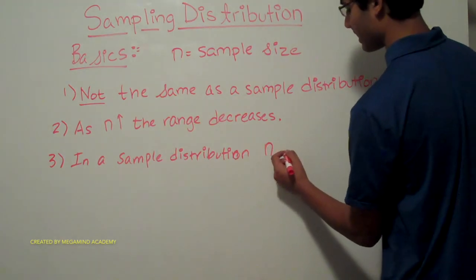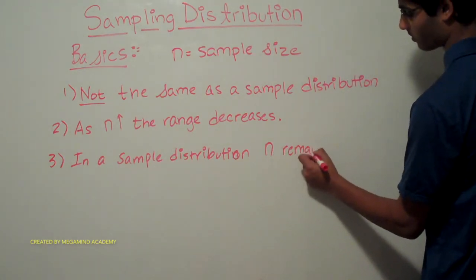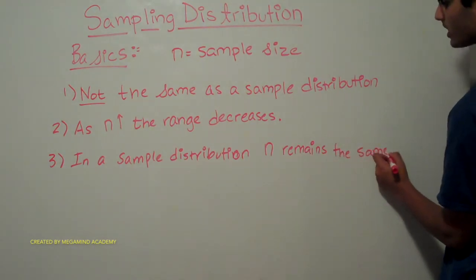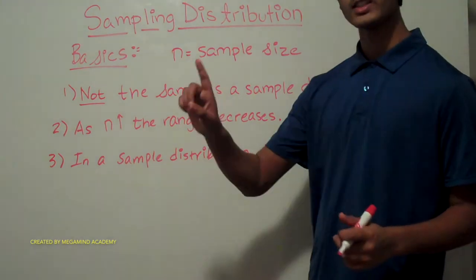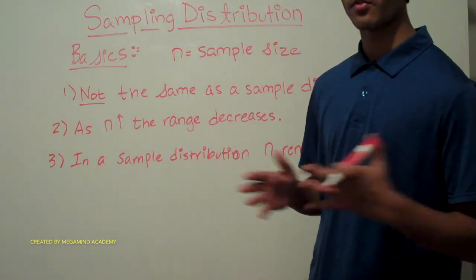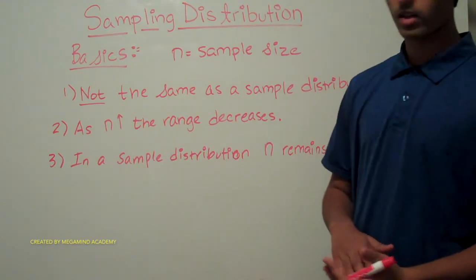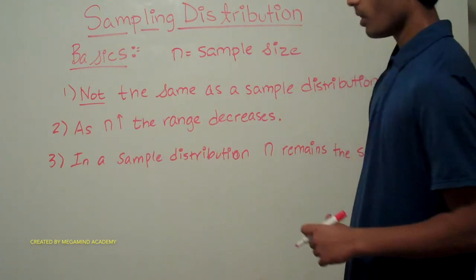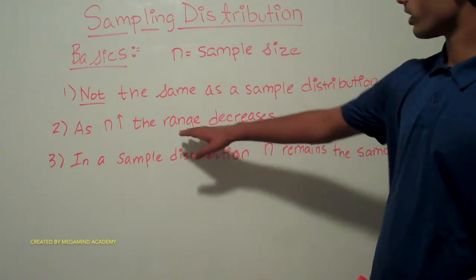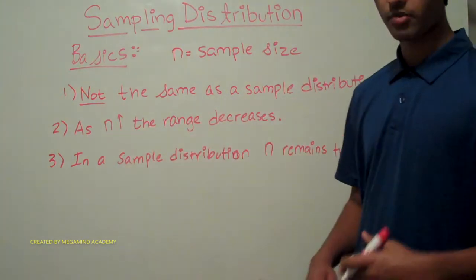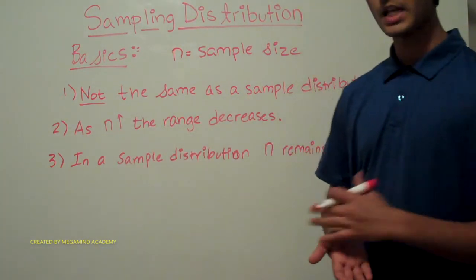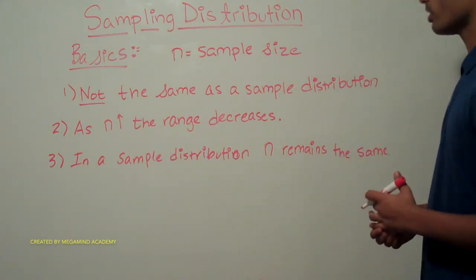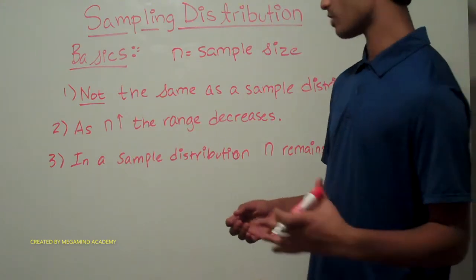n remains the same. So what does this mean? Well, it means that in one distribution, there's only going to be one n value. So for every value on this distribution, there's going to be one sample size. So how does this help? Well, we remember from earlier that as the sample size increases, the range decreases. So if we're constantly changing sample sizes, then we're not getting a good distribution of values, or a good representation of the actual population.